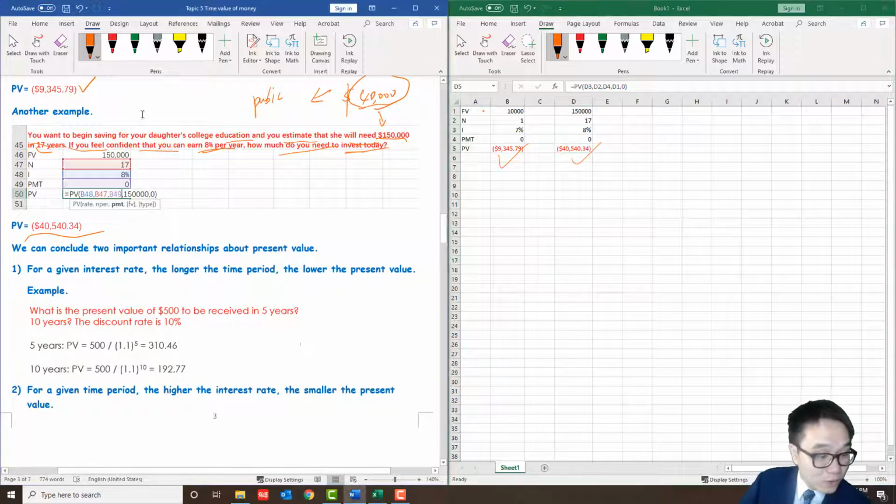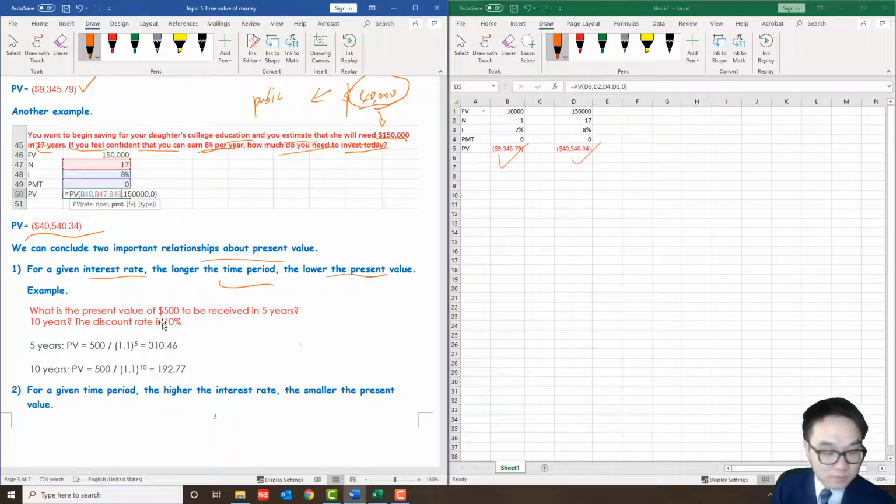We can conclude two important relationships about present value. For a given interest rate, the longer the time period, the lower the present value. Does that make sense? Yes, that makes sense. What's the present value of $500 to be received in 5 years versus 10 years, if the discount rate is 10%?